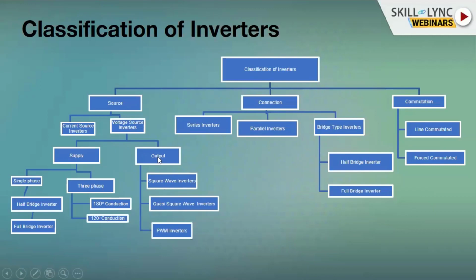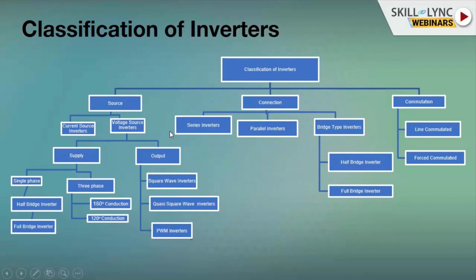We have the output. As we have told, an inverter is a device which converts DC to AC. So it's an alternating waveform at the output. That alternating waveform could be a square wave, or it could be a partial square wave, which is called a quasi-square wave, or it could be a pulsed waveform, which is called PWM. So depending on the output we obtain, we can classify the inverters as square wave inverters, quasi-square wave inverters, and PWM inverters. This is with respect to the input source. We classify these types of inverters.